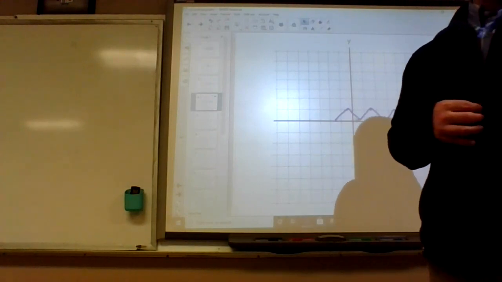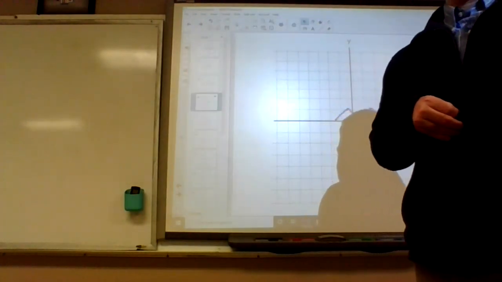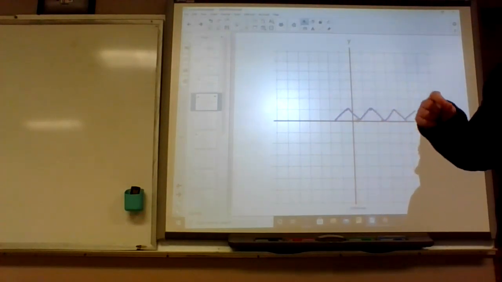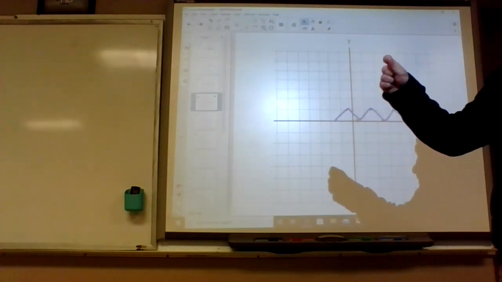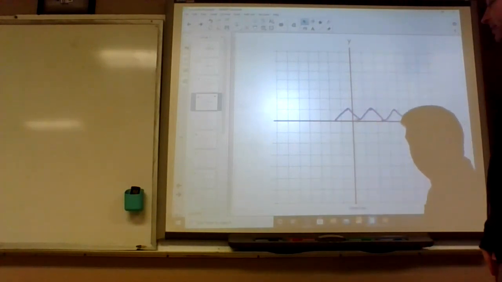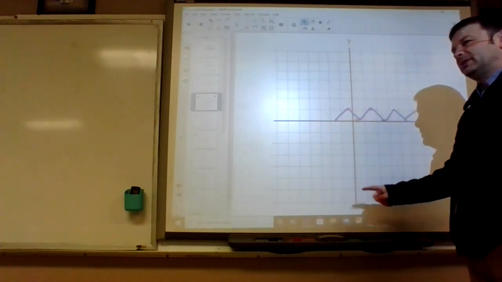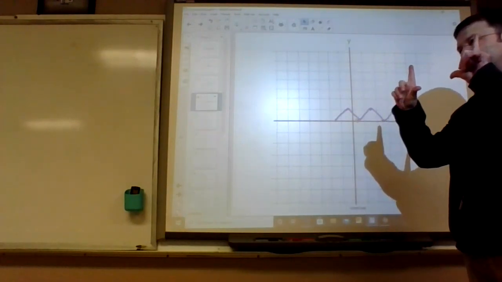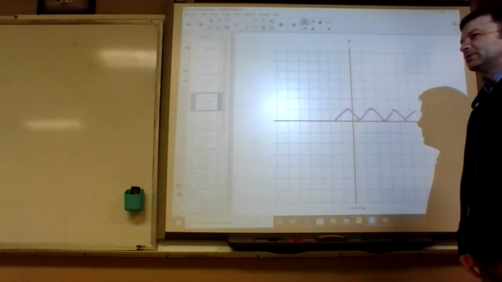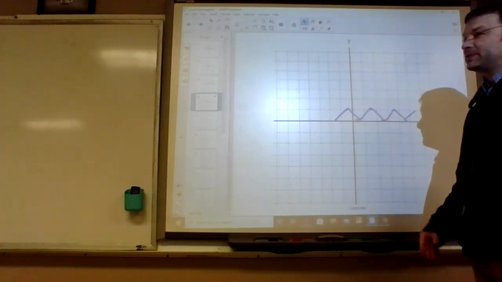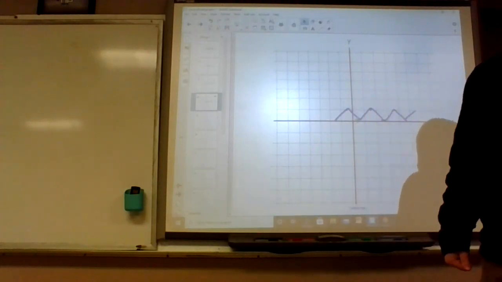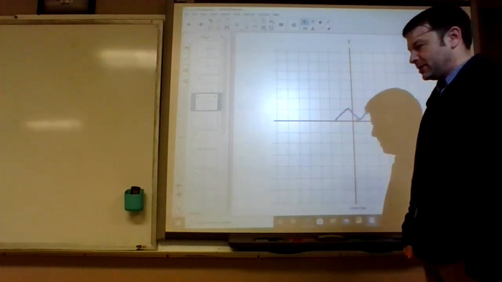No, it rounds everything down to the next integer. So if x is 5.5, then y is 5. That's what these symbols mean, round it down. If x is 5.9, then the y value is 5, until you get up to 6.